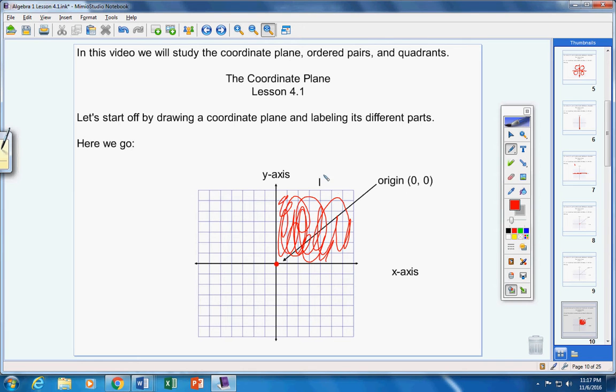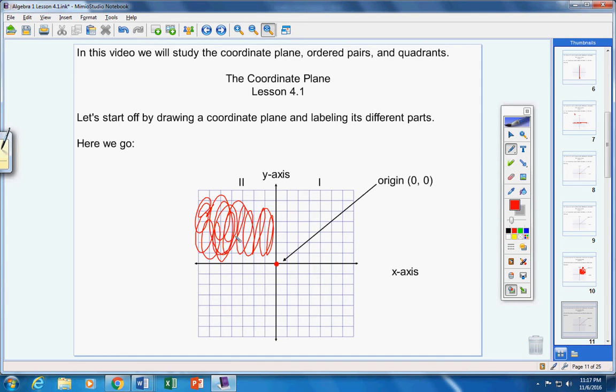Now, this first quadrant here is called quadrant 1. So put a Roman numeral 1 up here, okay? Quadrant 1. Then moving to the left, this area right here, top left corner, is called quadrant number 2. Quadrant number 2.